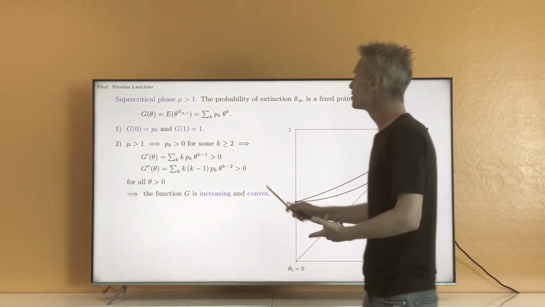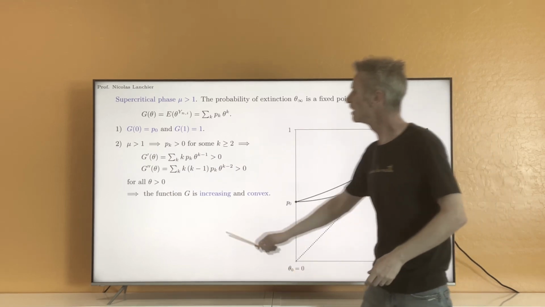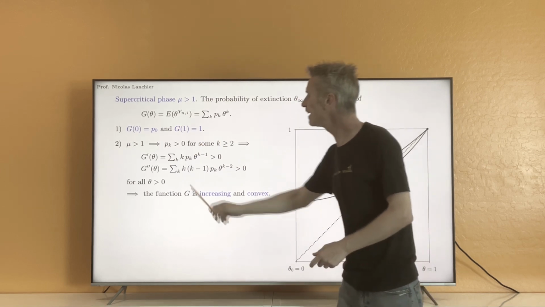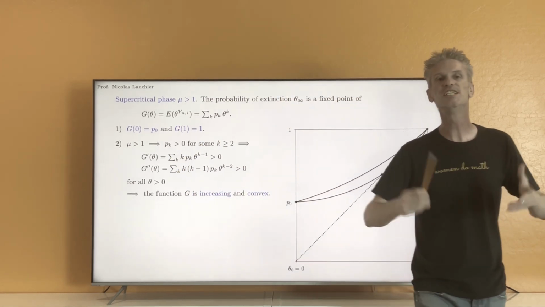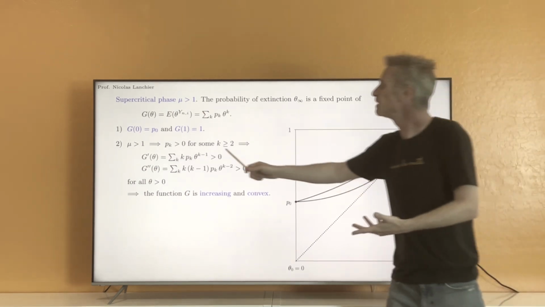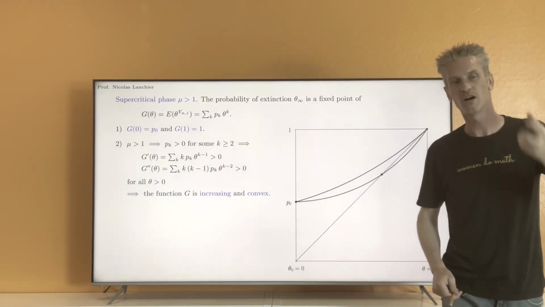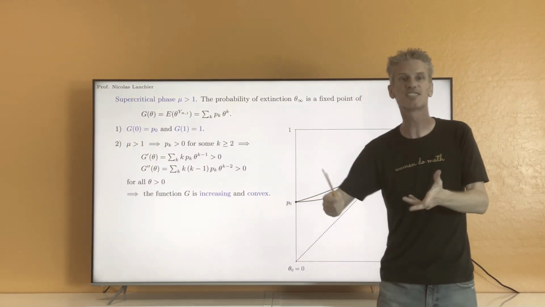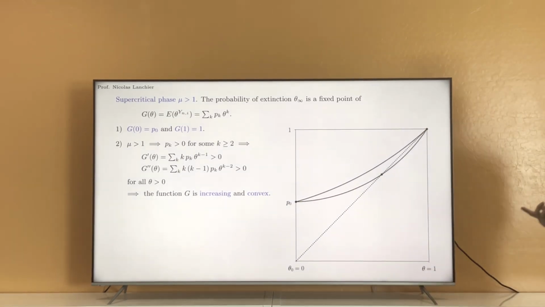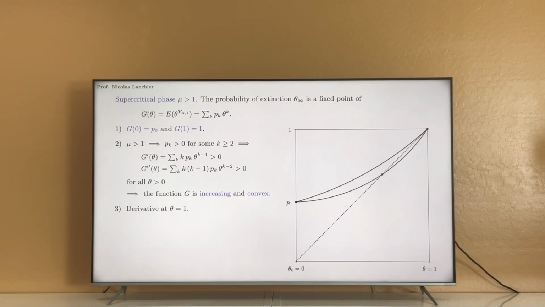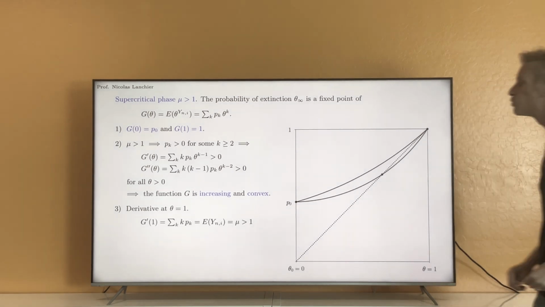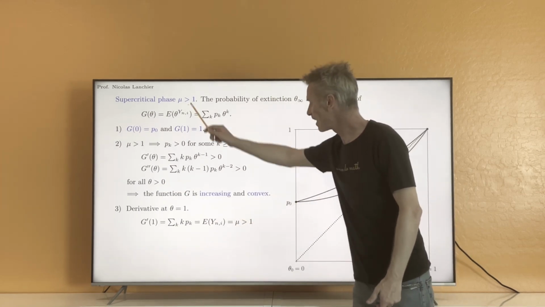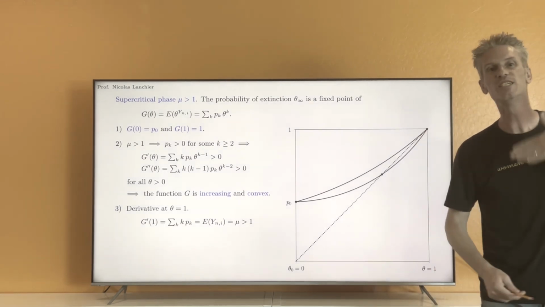Okay? So now if you look at the derivative at 1, what do we get? Well, the derivative is still written here. If you take theta equals 1 here, you get the infinite sum of k p_k. The infinite sum of k p_k is exactly the expected value of your offspring distribution. But by assumption, the expected value mu is strictly larger than 1. So in fact, the derivative at point 1 is equal, by this calculation, to exactly mu, but by assumption we are in the supercritical phase. Mu is strictly larger than 1.